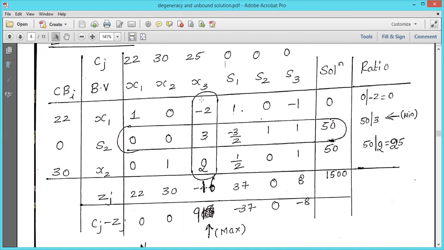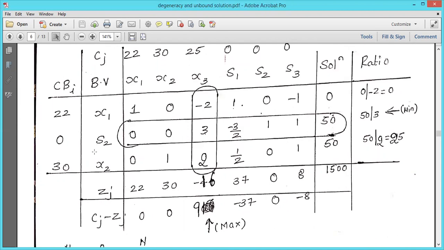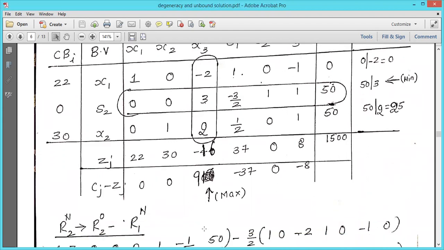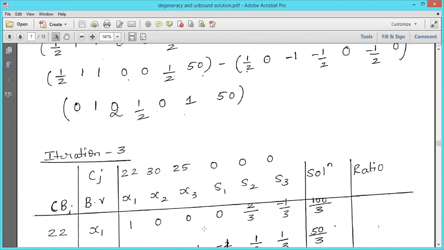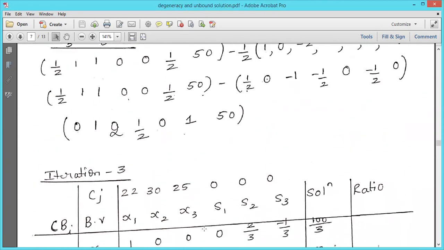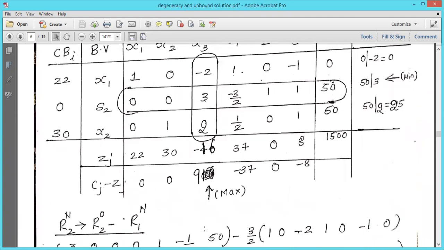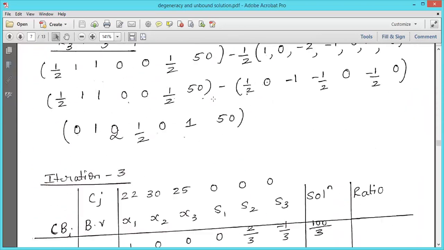In the next iteration, x3 is the entering variable and s2 is the leaving variable. And again here we have one value, this 9, which is maximum. We need to go to the next iteration. So in the next iteration, x3 is the entering variable and this value we need to make as 1. So we have to divide this entire row by 3.